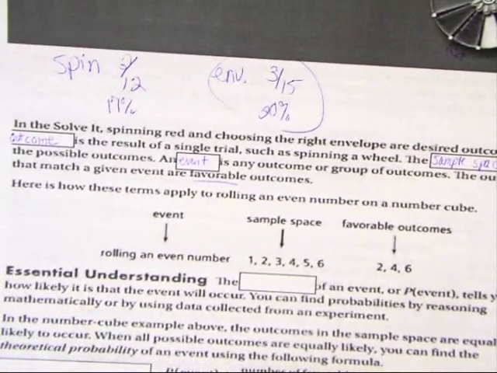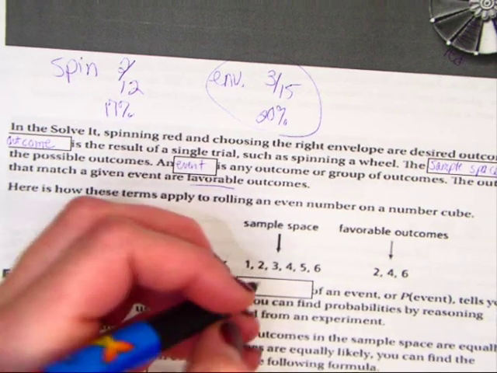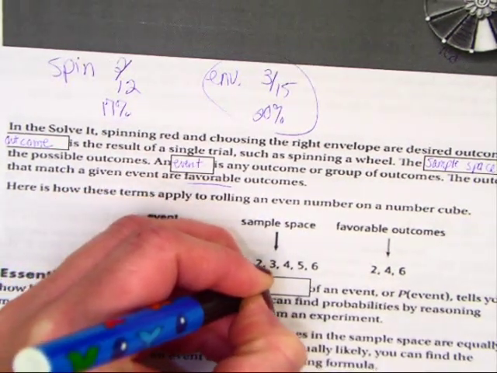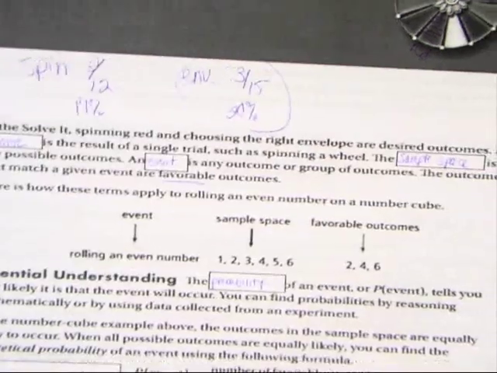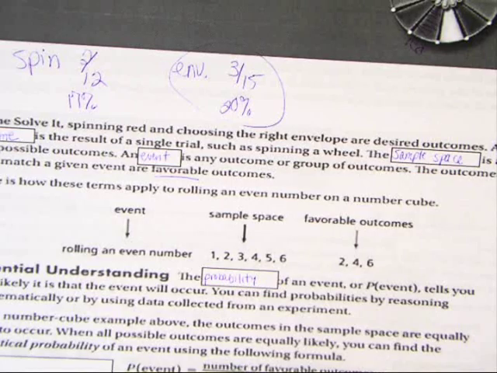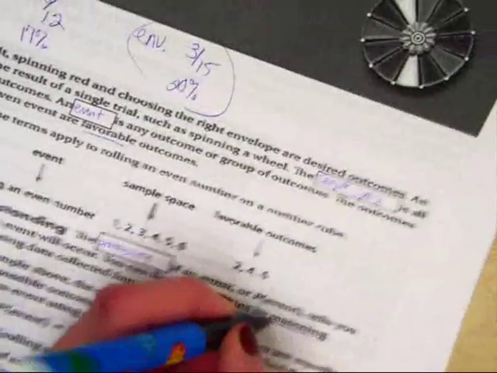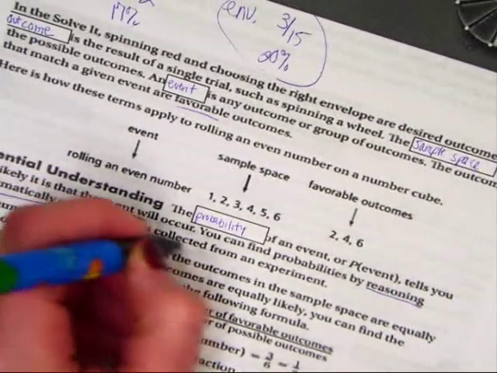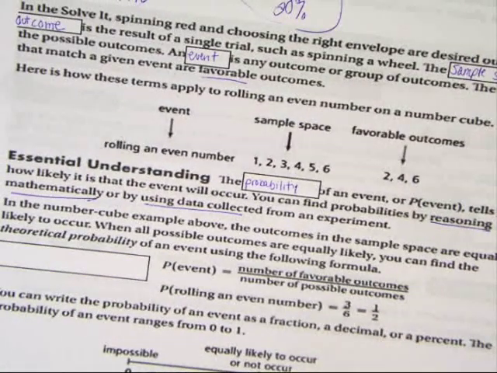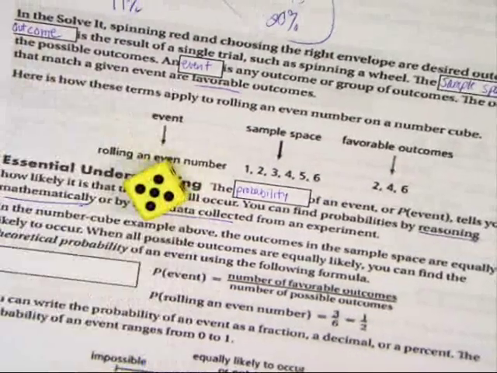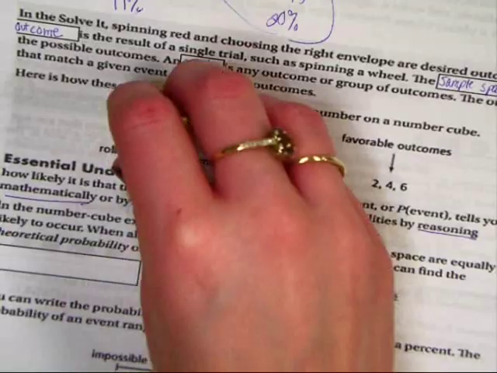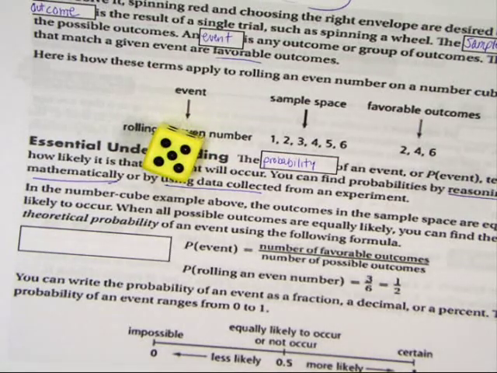Now here's an essential understanding for this lesson. The probability of an event, or P parenthesis event, tells you how likely it is that the event might occur or will occur. You can find probabilities by reasoning mathematically or by using data collected from an experiment. So there's 2 different ways. In the number cube example above, the outcomes in the sample space are equally likely to occur. Like you could get a 1 or a 5, the likelihood is the same.